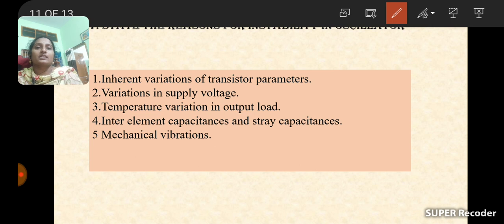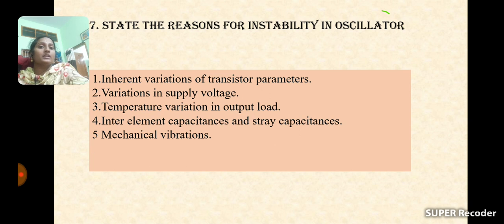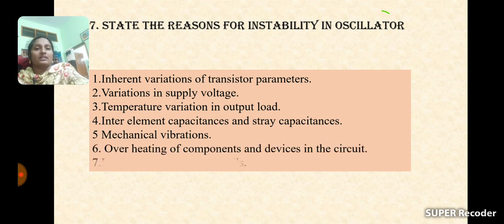So the first one is inherent variations of transistor parameters. Second one is variations in supply voltage. Third one is temperature variations in output load. Fourth one is inter-element capacitances and stray capacitances. Fifth one is mechanical vibration. And the last one is overheating of the components and devices in the circuit. Why overheating? Because of leakage currents, junction temperatures and currents must increase.